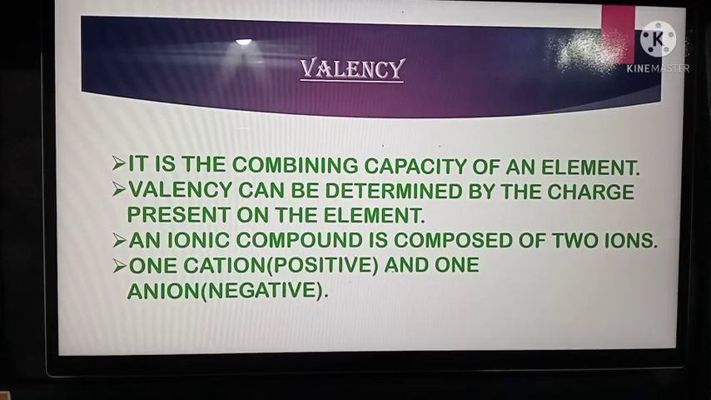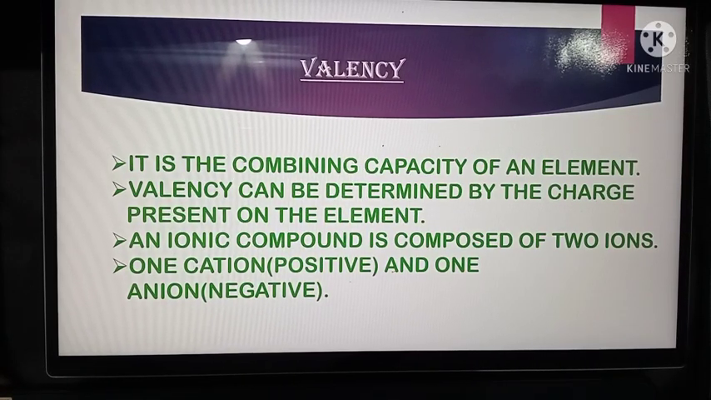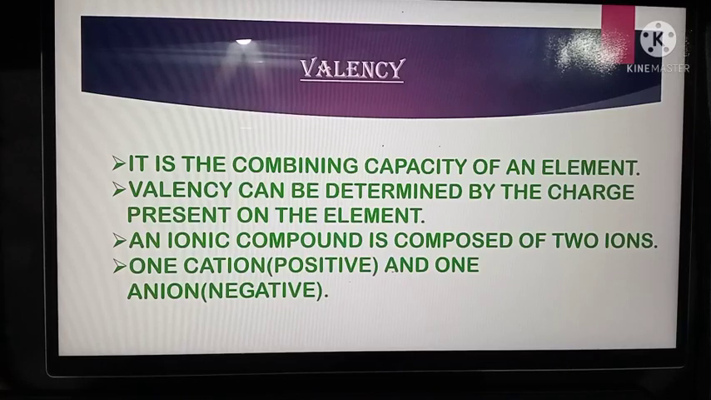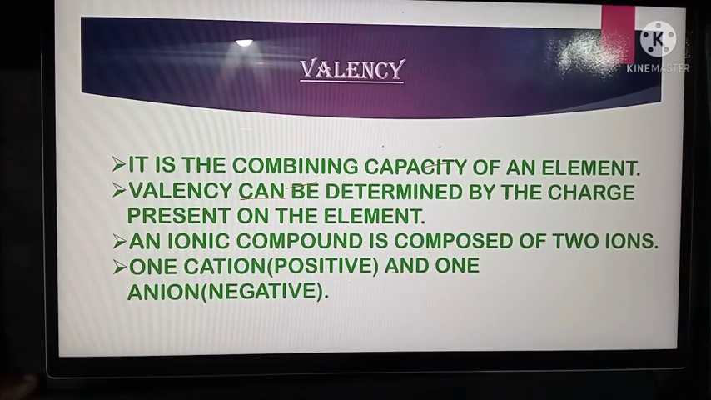So what is meant by an ionic compound, that also we have to look at. An ionic compound is composed of two ions, just like one cation and one anion. A cation is something which has a positive charge and an anion is something which has a negative charge. It can be determined by the charge present on the element.